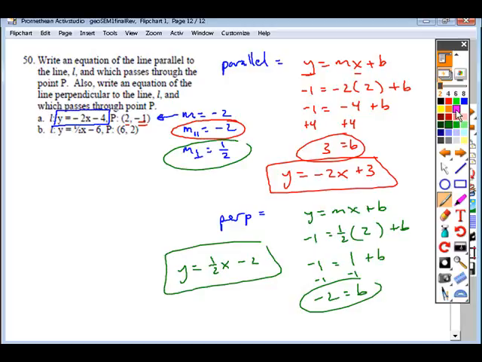So in part B, the one thing that we can find from that, what is the known slope of the original equation? 1/2. Therefore, the slope of the parallel line will be 1/2, and the slope of the perpendicular will be negative 2.